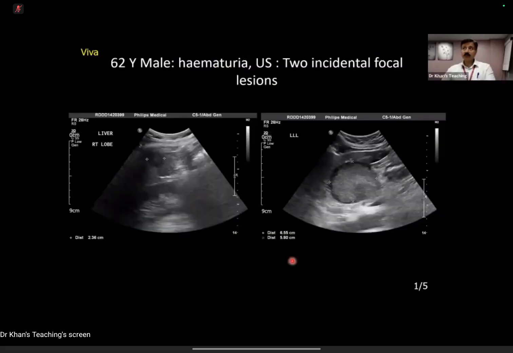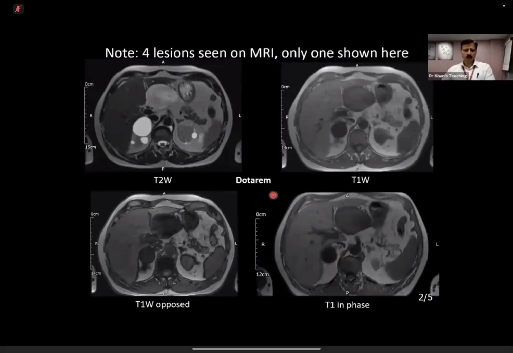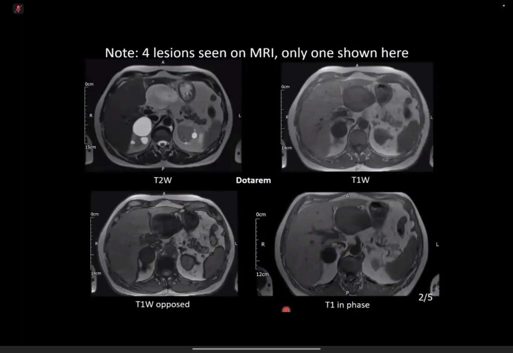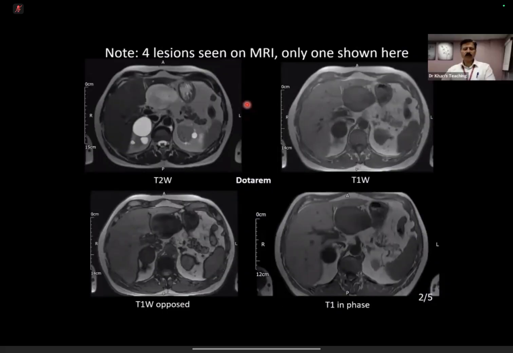Okay, candidate 3. So in this case, we picked up 2 incidental focal lesions, 62-year-old male. One was this, one was that, and then we did an MR. Over to you. These are selected MR slices through the liver in different phases. So you've labeled them as well. So the lesion in question is the left. Okay, so let me just guide you that actually on MR 4 lesions were visible, but I'm just showing you one lesion, which is this one. Just describe this lesion, please.